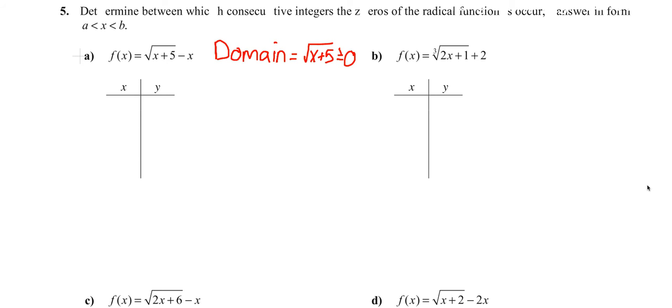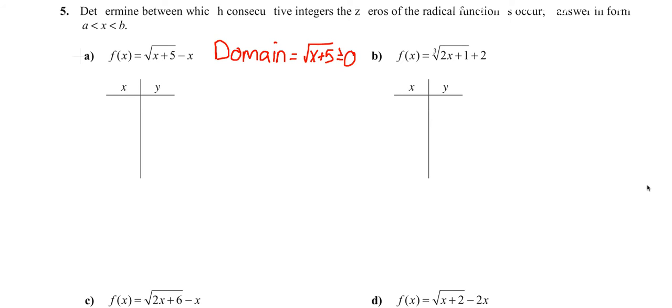I'm going to be doing question number 5 on page 127 of section 3.2. The question is, determine between which consecutive integers the zeros of the radical functions occur. Answer in the form a less than x, which is less than b.